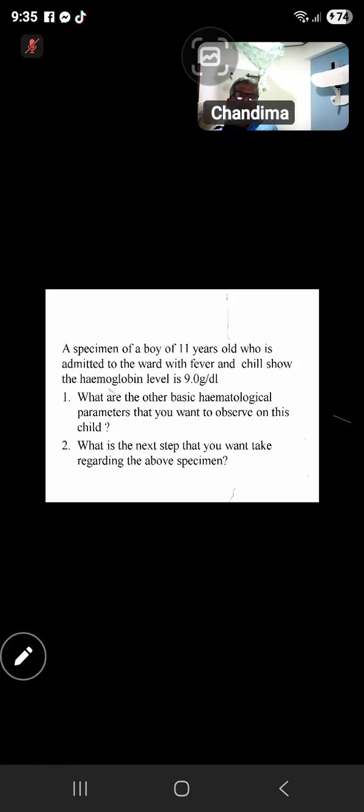And the last one: what are the steps that you want to take in issuing a quality report regarding the ESR test? For the measurement of quality, you have to write the things I have mentioned: the dilution factor, the collection of blood, the mounting of the ESR, cleanliness of the tube, and the timing. All these things you can write.